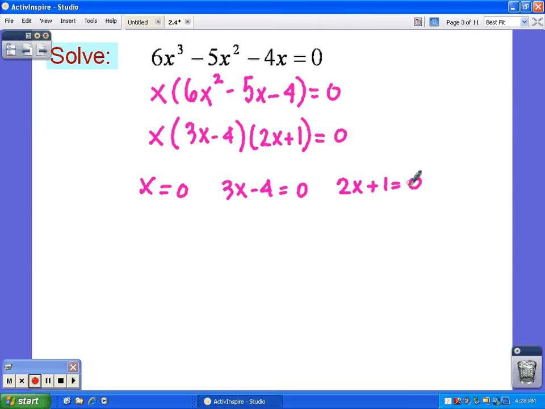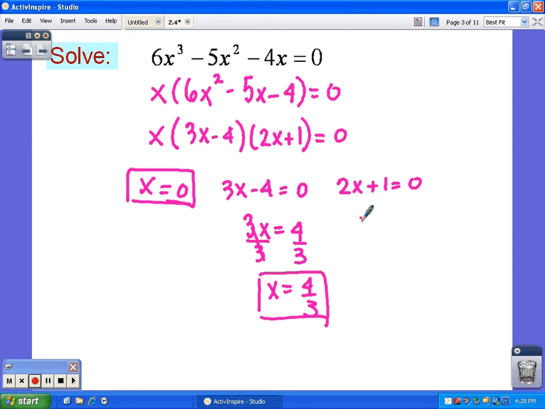The first one, there's nothing to do. x is equal to 0. The second one, when we add 4 to both sides and divide by 3, we get x is equal to 4/3. And then the last one, moving the 1 to the other side, dividing by 2, we get our third answer, which is x is equal to -1/2.